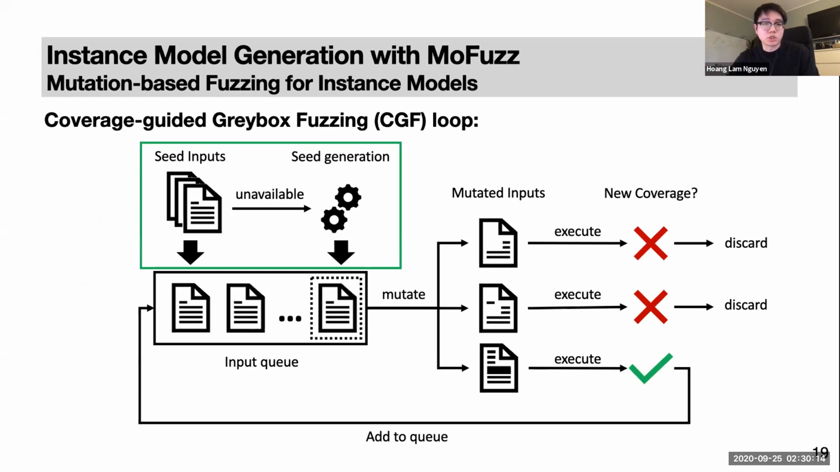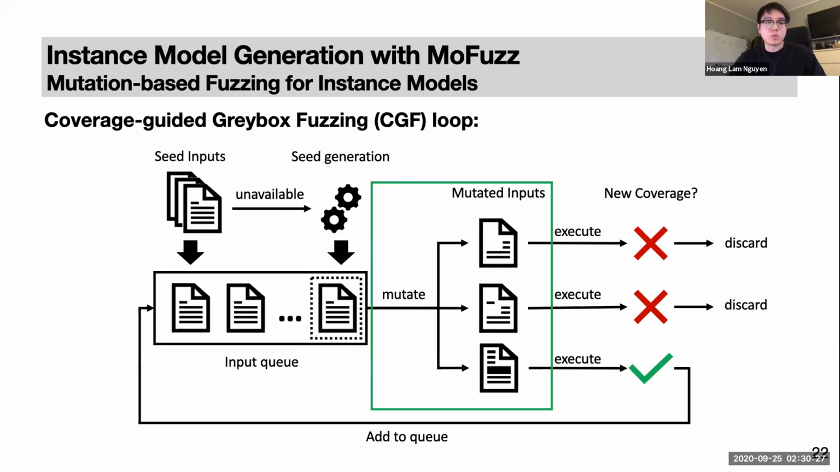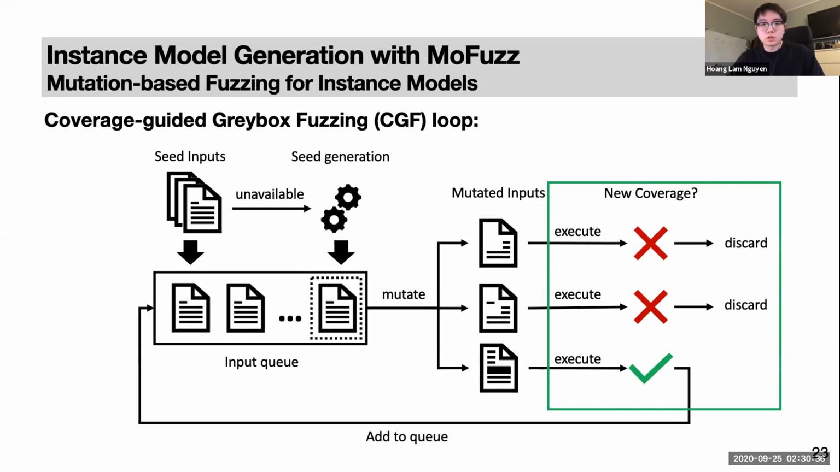First, we start with a set of seed inputs or generate them through seed generation and feed them into an input queue, where at each fuzzing iteration, we select one input and perform a range of mutations on it in order to obtain a set of mutants. Each of these mutants is then executed on the system under test, and it is checked whether the new mutants execute any new program branches.